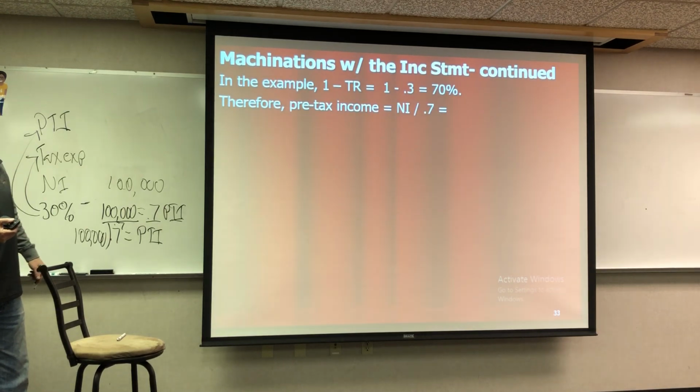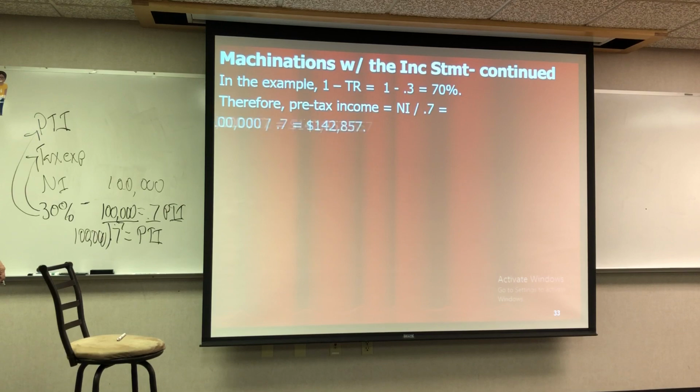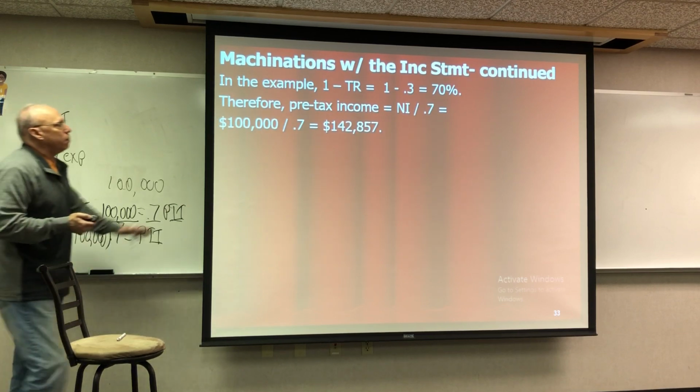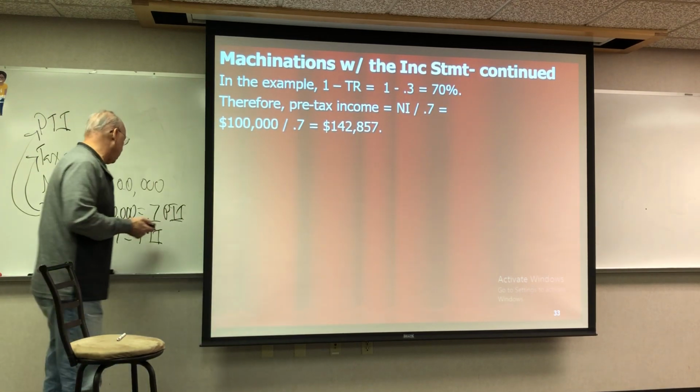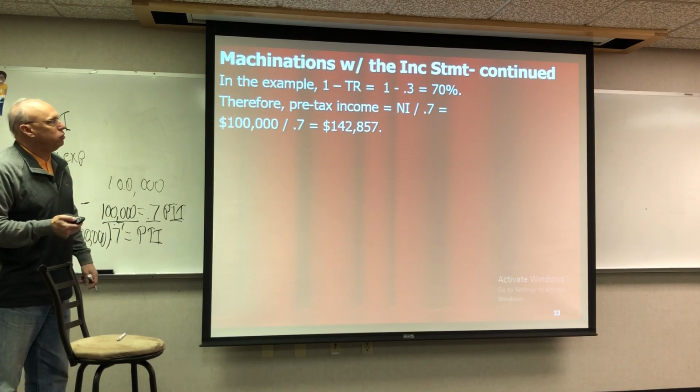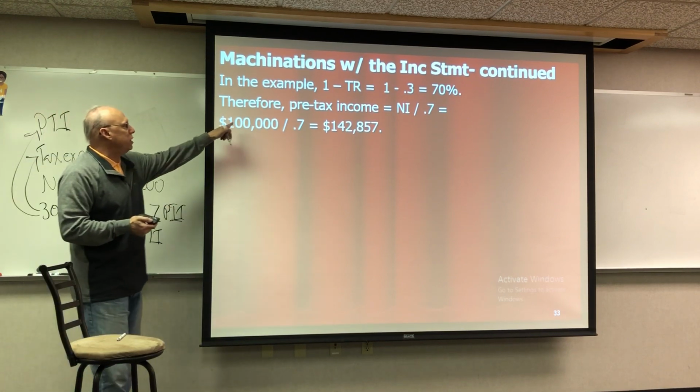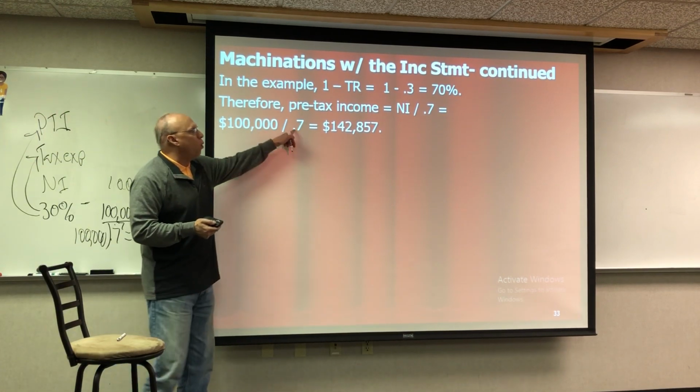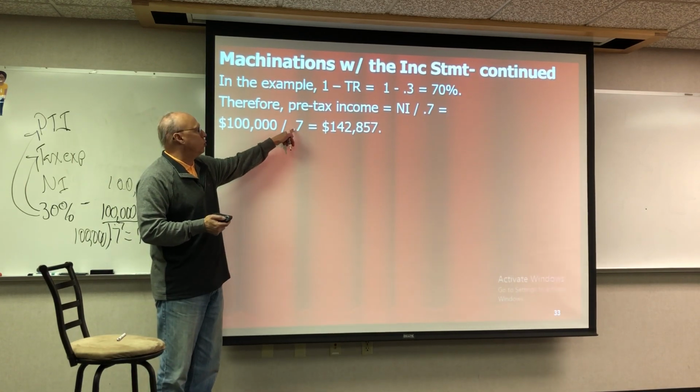So our tax rate is 30%. So 1 minus our tax rate, 1 minus 0.3, is 70%. So we're going to take the net income, divide it by 70%, and we get our pre-tax income. So our pre-tax income is $142,857. So that's our net income divided by 1 minus the tax rate.